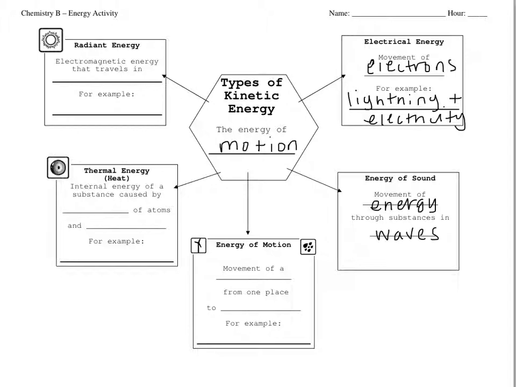There's also just the general energy of actual physical motion. So this would be the movement of a substance from one place to another. And you might be thinking that sounds kind of vague, but we actually use this energy of motion more and more frequently to produce electricity and other types of usable energy for us.